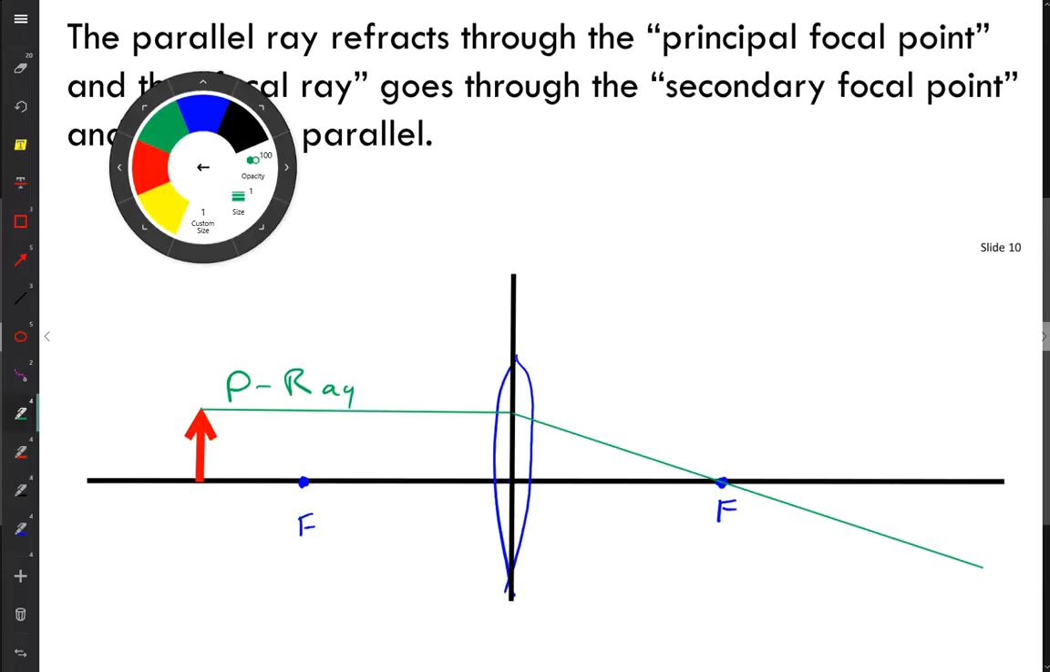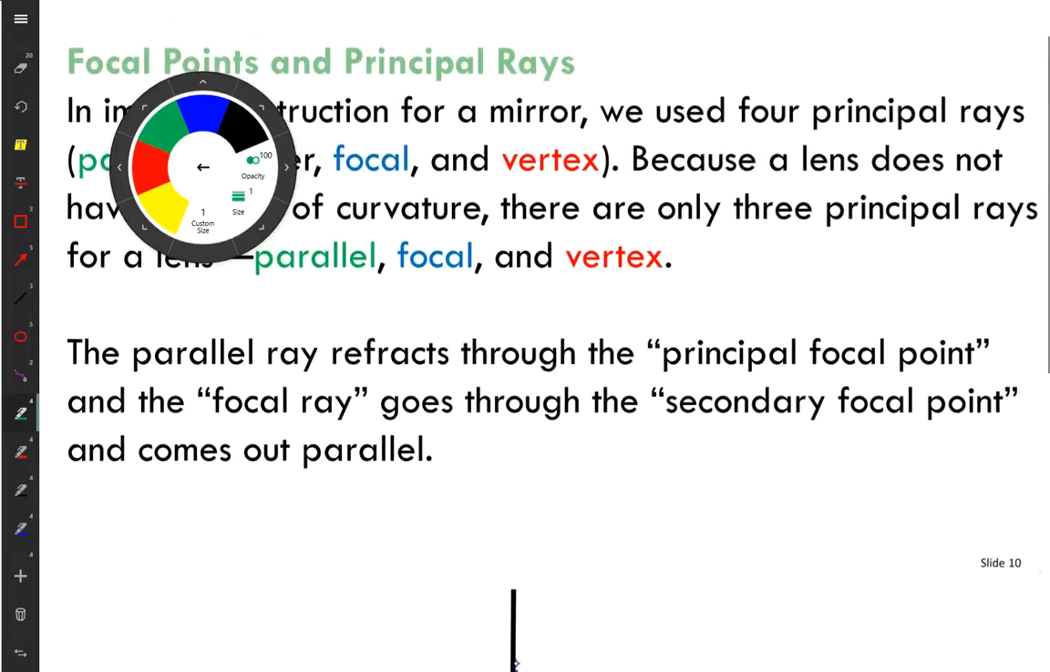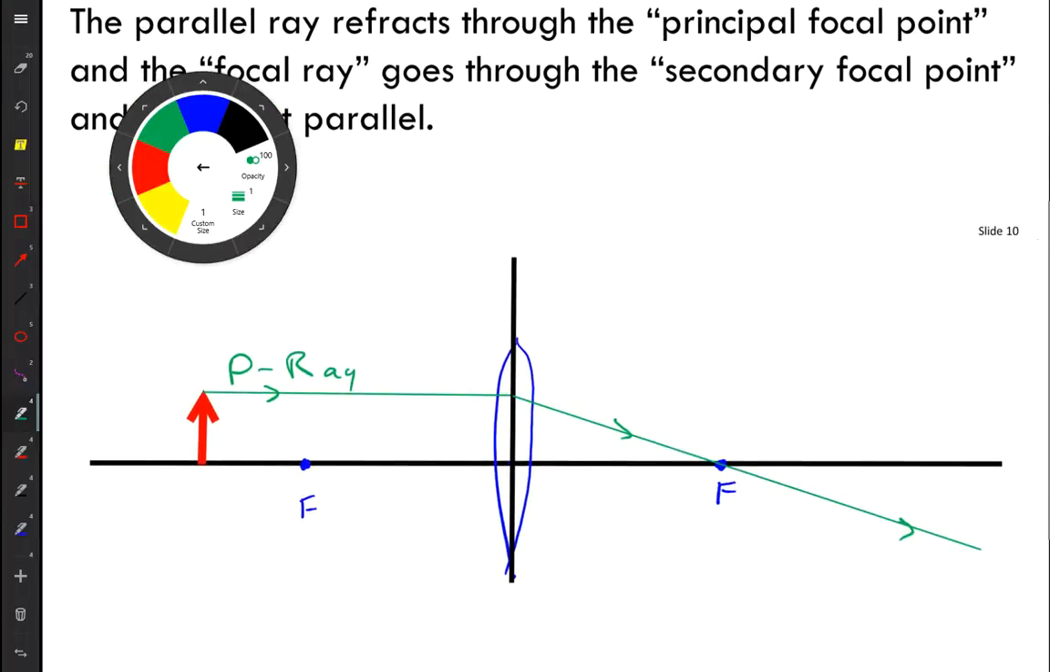Light is leaving the tip of my object and going like that. So there's my first ray. Now to get my colors right, the focal ray is the one that I have in blue. So now we go to a blue line. Focal ray. The focal ray is a ray that goes from the tip of my object through the focal point on the same side, if it's a converging lens. So it's going to start here at the tip and go through the focal point.